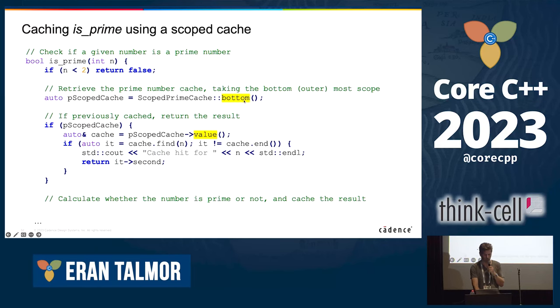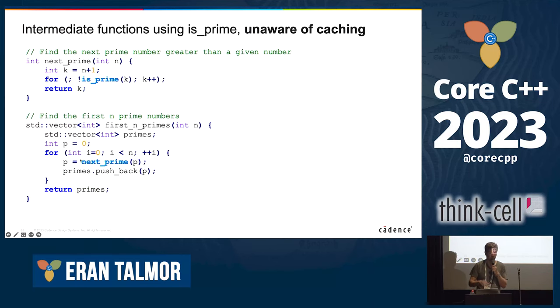And again, we're just picking the value from it, which is the cache itself, and then looking whether something is in the cache and returning it, and so on and so forth. And later, if it's not, we're doing the calculation and, again, inserting the result into the cache. Okay. There are some intermediate functions like next prime, which is getting a number and then looks for the next prime number using is prime, and also first n primes, which is using next prime. Both are totally unaware of caching, so you might like it or not, but it's a feature in this sense, so they have no idea that caching is going on.